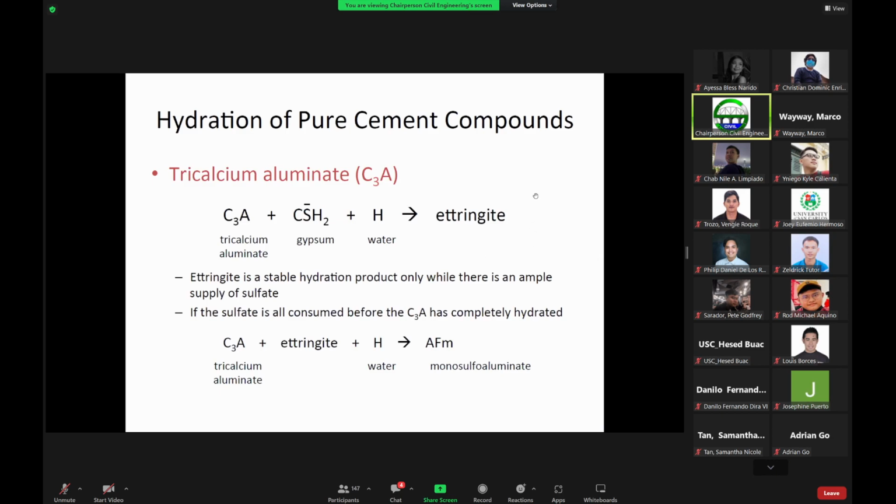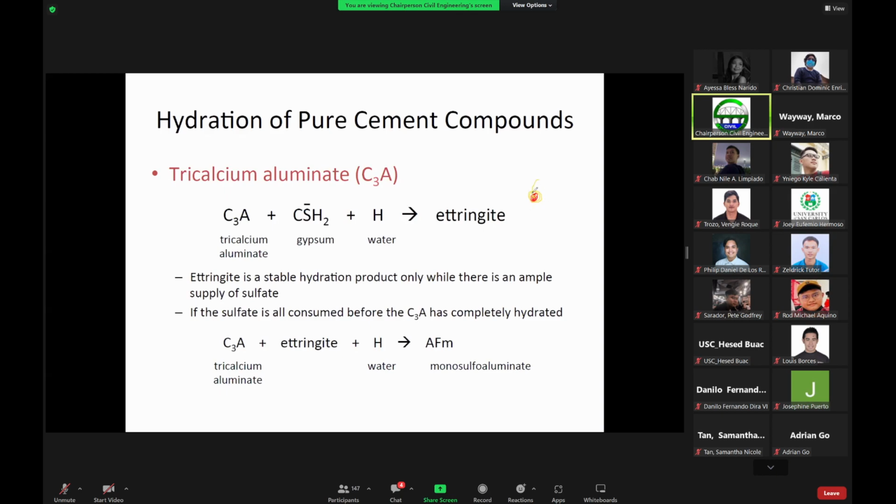So you imagine your C3A particle, then what happens is your ettringite will form around it. So your hydration product will form around it. And this ettringite creates a diffusion barrier, so the water cannot easily go into your C3A and cannot easily react with it. So that slows down the hydration of your C3A.